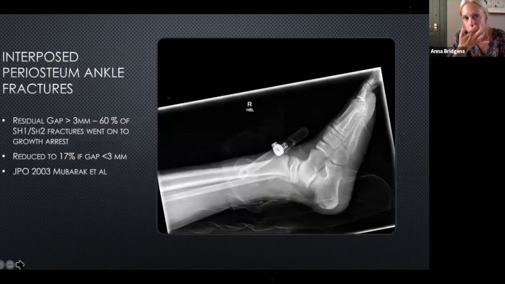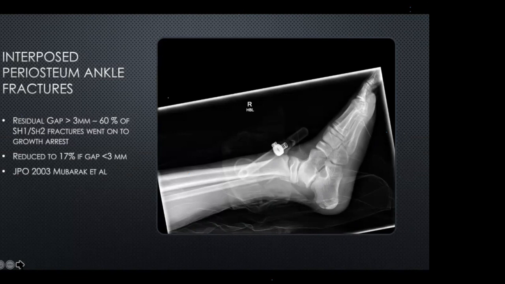There was a study in the Journal of Paediatric Orthopaedics which showed that with any residual gap of more than 3 millimeters, approximately 60% of these fractures go on to have a growth arrest. So you just need to be really careful that there is no gap there and no periosteum in that fracture site. So I just put that in as a learning point there.